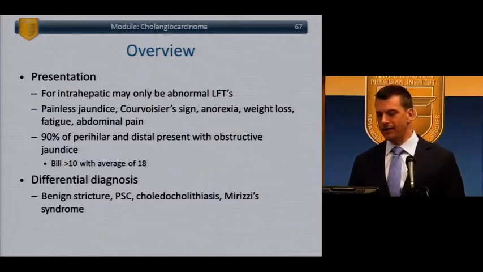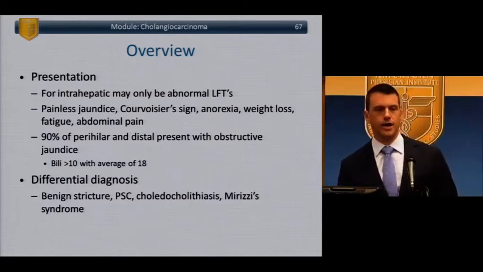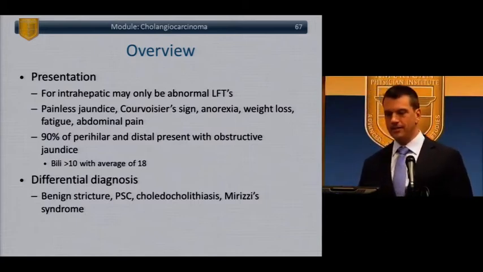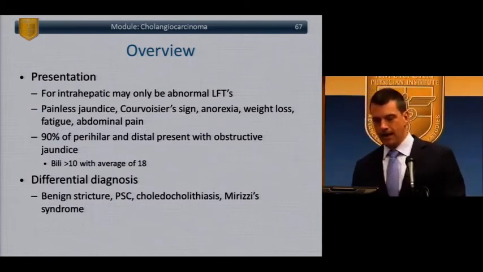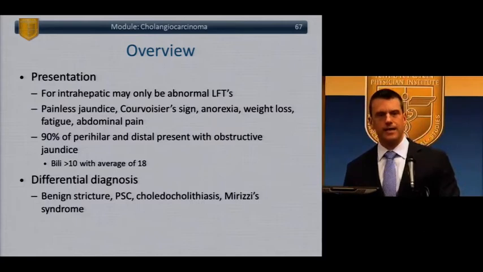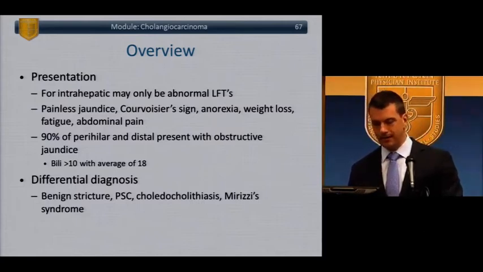90% of the perihilar and distal present with obstructive jaundice. And so the bili is greater than 10 and averages 18 at presentation. The differential includes benign strictures, PSC, choledocholithiasis, and Mirizzi syndrome.